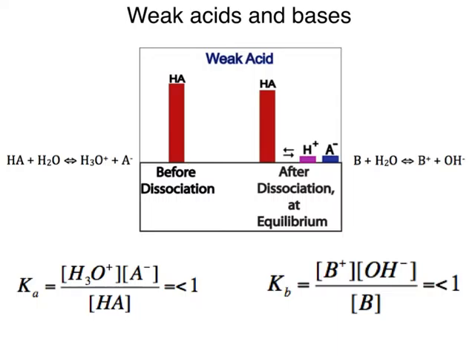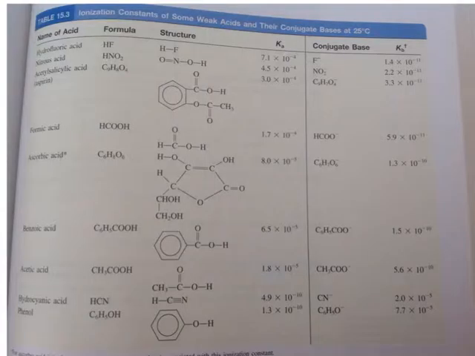Let's take a look now at some weak acids. Here is a list from the Chang textbook again of some weak acids. You do not have to memorize these. Any acid, and this is something you should write down, any acid that is not one of the 7 strong acids that I had you memorize already is automatically a weak acid.